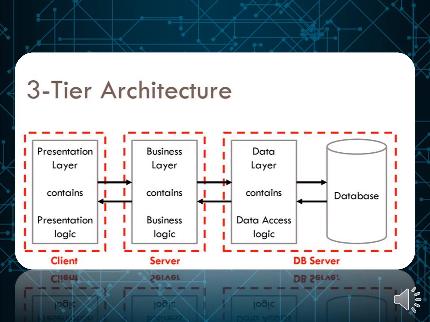So this is a diagrammatic representation of this architecture. If you see, we have three layers or tiers, each separated from one another. First we have a presentation layer, which contains presentation logic and resides at the client side, and in between we have a middle tier or middleware. It is also called the business layer or application layer, and contains all the business rules and logic. And finally we have a database server. This is called the data layer, which contains data access logic and the corresponding database.